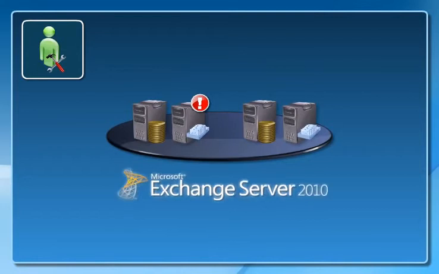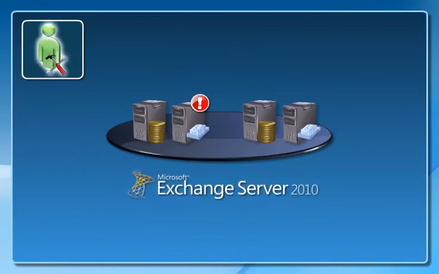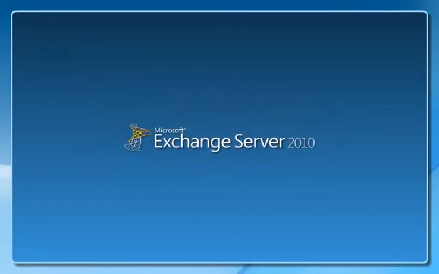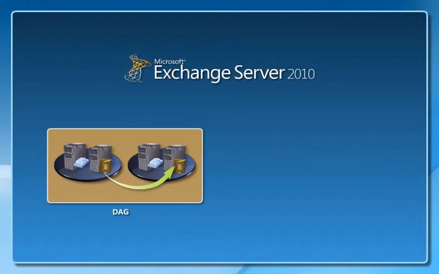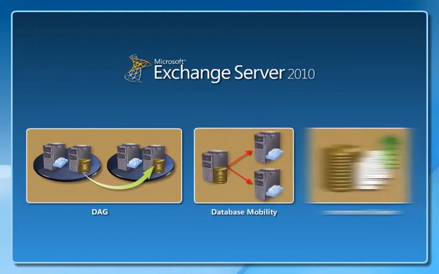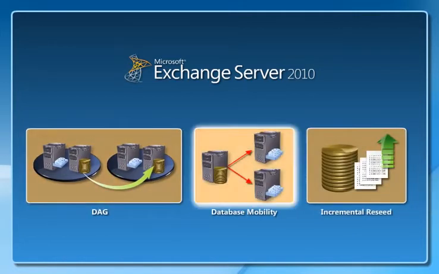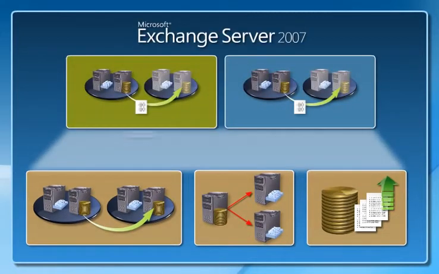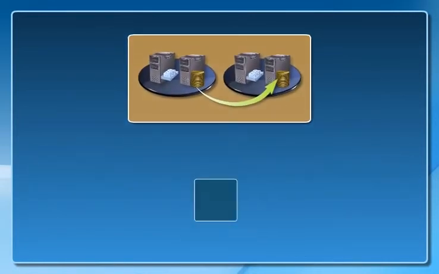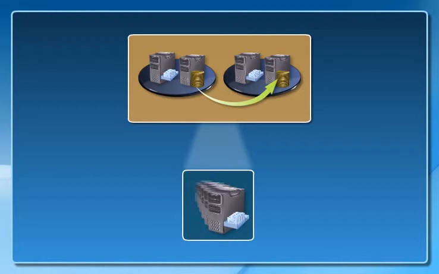After upgrading to Exchange Server 2010, the administrators have been able to address this problem successfully with the new database recovery features, such as Database Availability Group, DAG, Database Mobility, and Incremental Reseed. All these features in Exchange Server 2010 have been formed by merging the CCR and SCR features of Exchange Server 2007. A DAG is a set of up to 16 mailbox servers that monitor each other for failures.